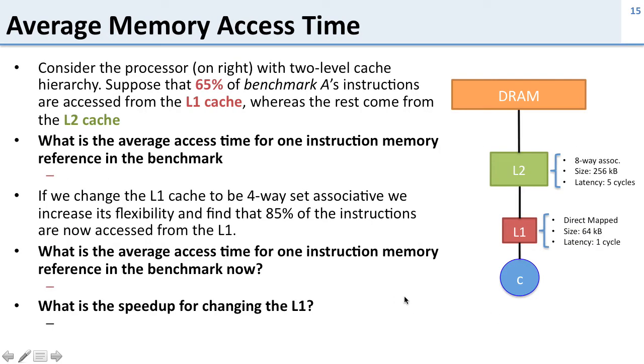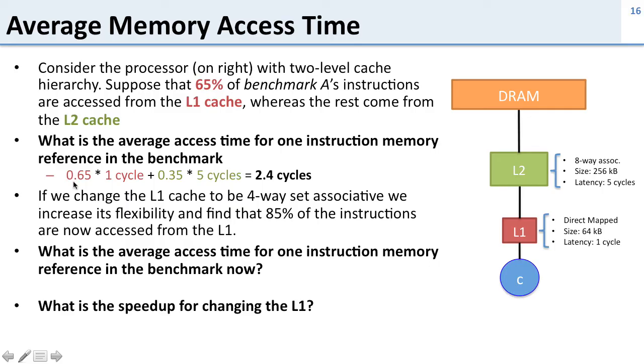Now here's another question about average memory access time. So we have a hierarchy here with 2 caches, and we're going to go through it, and we have 65% of the benchmark's instructions accessed from the L1 cache, and the rest come from the L2 cache. So what's the average access time for one instruction? And then we have a question: if we change the L1 around so that it has a higher hit rate, how's that going to change?